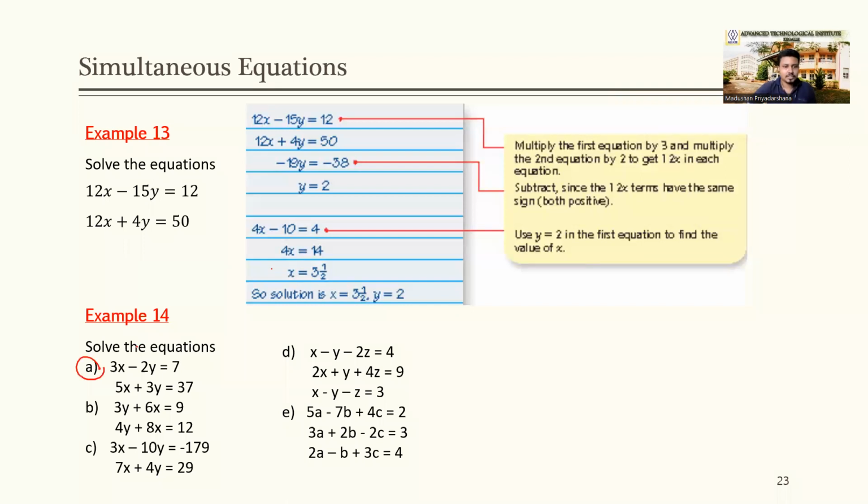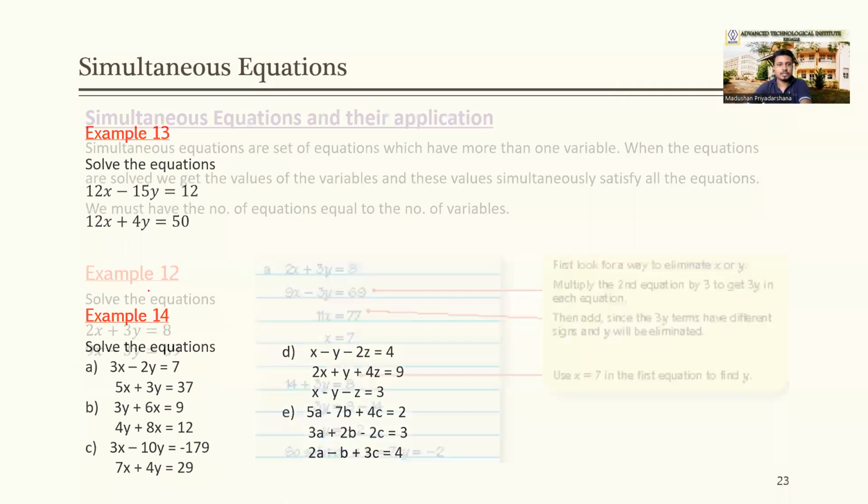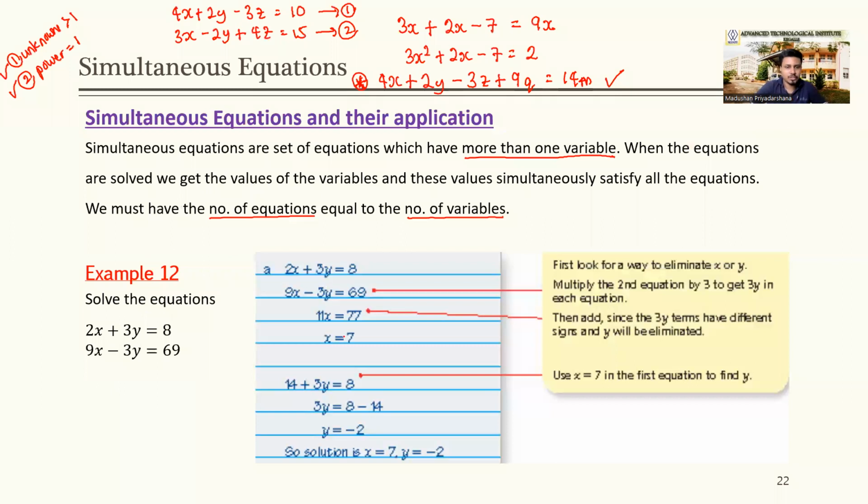Quickly get the answer here. Sorry, not here. The 12th one. For the 12th one, we should get the answers as x equals 7 and y equals -2. Check from the calculator, you are getting the same answers.